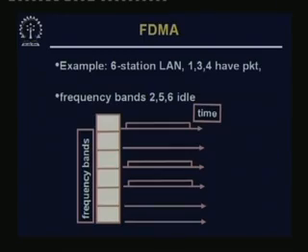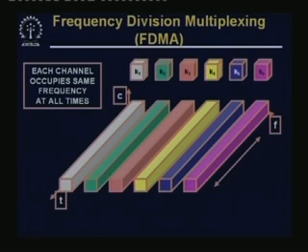So, suppose we have 6 stations, and LAN 1, 3 and 4 have some packets to send. So, they are sending, and frequency bands 2, 5, 6 are idle. This happens quite often in FDMA. This is another picture. What we have tried to show with color are the graphs of the different channels. The channels are differently colored bars, and we have these three axes: f is the frequency, C are the channels, and T is the time.